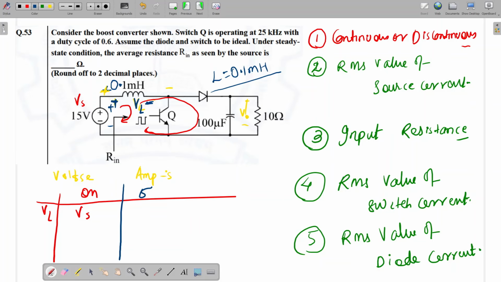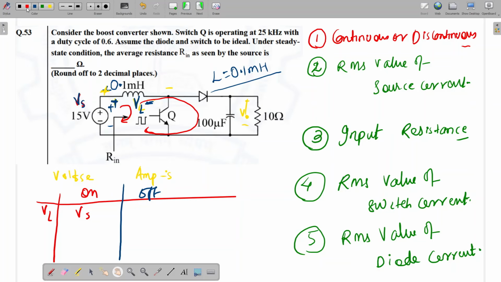So the BJT will either be in cutoff or saturation, right? If it is on, it will be shorted. Shorted means plus is connected here, minus is connected here. So what will be the inductor voltage? The inductor voltage will be the same as the source voltage. You can write KVL in this loop. So VL will be VS.